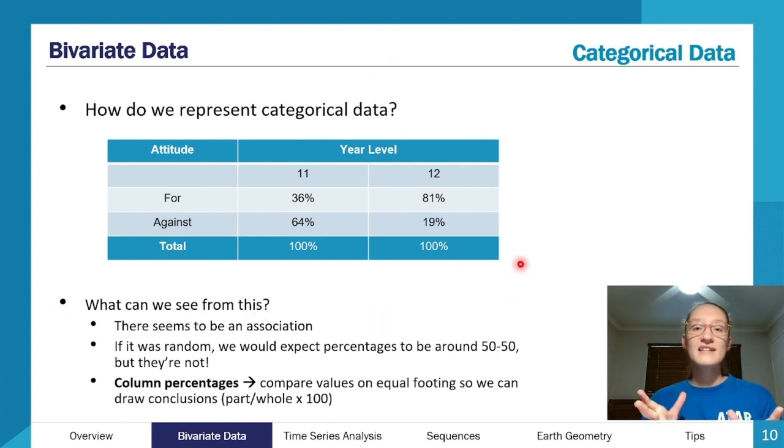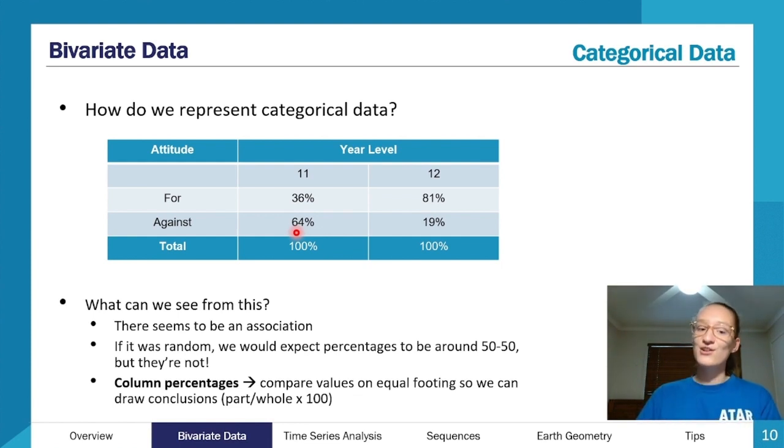So let's say, for example, this data is about whether year 11 or 12s are for or against phone use at school. So here we could see that 36% of year 11s are for phone use at school, while 64% are against it. And even there, by using that adjoining word while, I'm really intentionally comparing and contrasting, discussing the difference between them and drawing a conclusion from that, which would be that year 11s seem more likely to be against phone use at school.